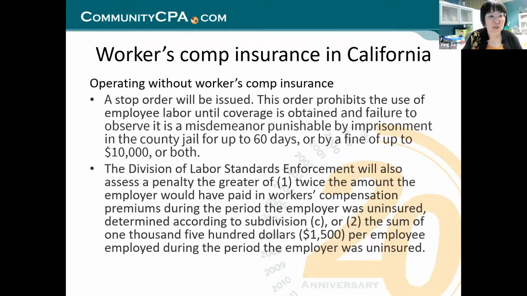So you must have it. And this is the workers' comp insurance in California. They also have penalties for you if you operate without it. This just tells you who is enforcing those. There's a stop order issued to you, so you can't operate your business. And the Division of Labor in California would give you all these penalties. I just want to show that to you, so you understand what it means if you don't have workers' comp. Not a good idea.